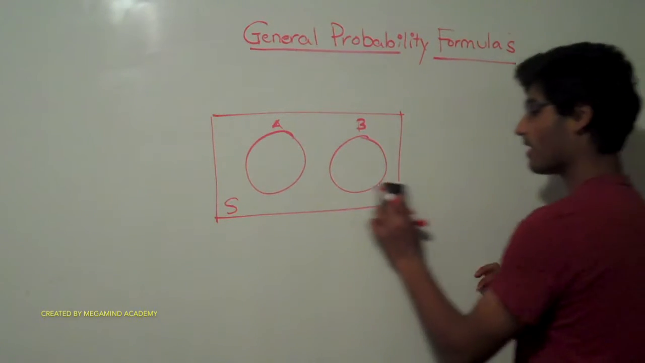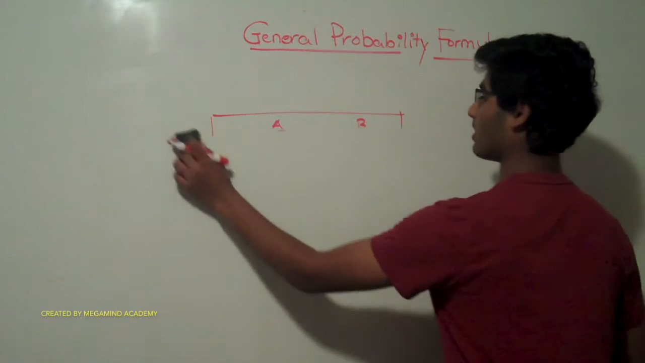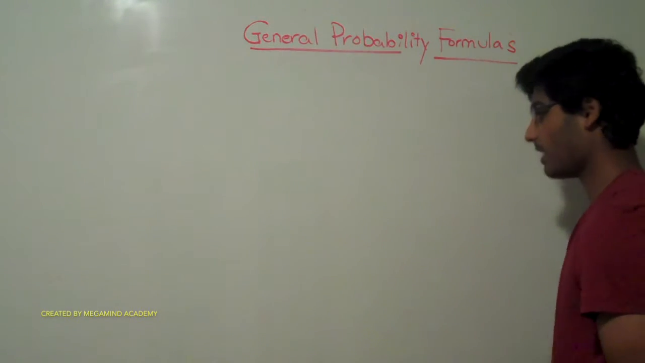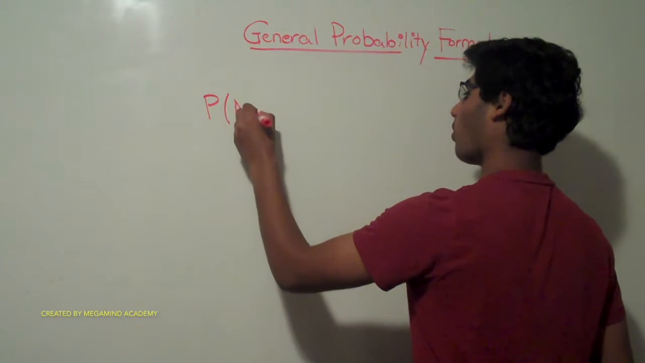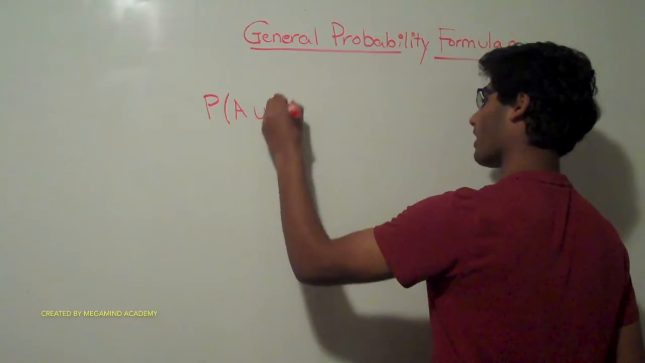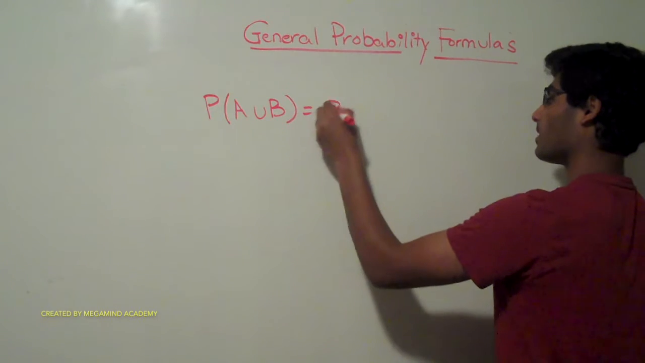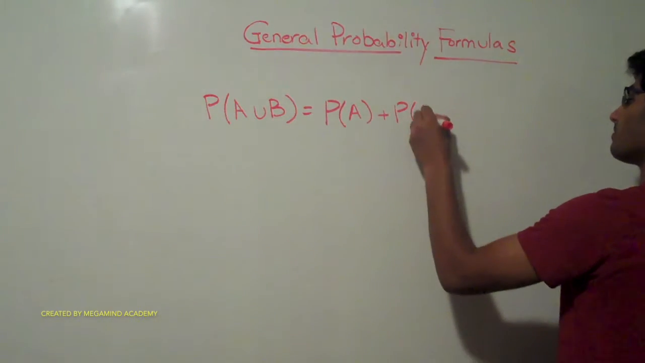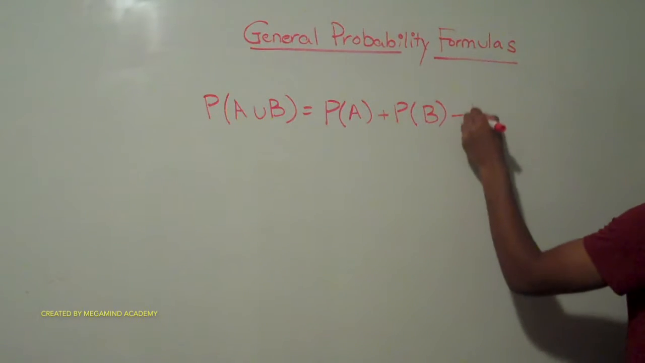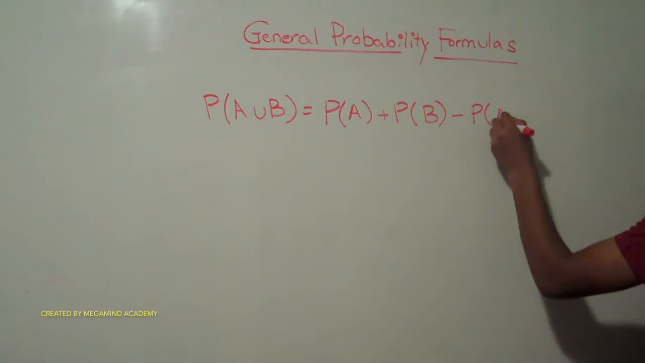Okay, the next formula is the general addition rule. This is a pretty important formula. It states that the probability of event A or event B occurring is equal to the probability of event A plus the probability of event B minus the probability of events A and B occurring.